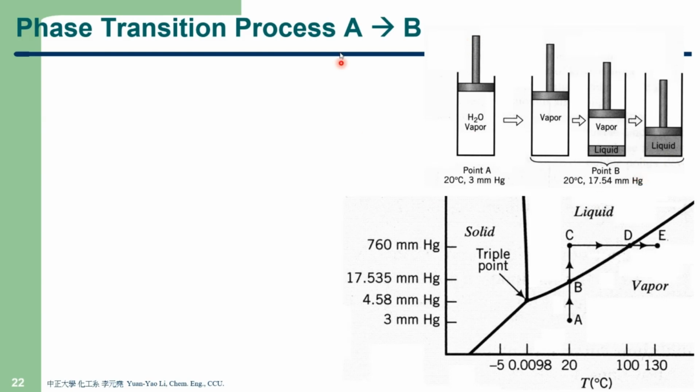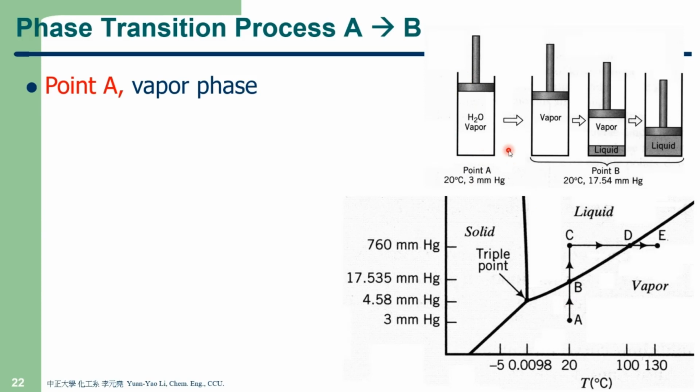The phase transition process from A to B. Here the temperature is 20 Celsius, and the pressure increases to some point like 17.535 millimeters of mercury. What's going on? Two phases. And then if you increase the temperature again, it becomes 1 atm. So this is point A, point B. At point B there are two phases. Point A is the vapor phase, the gas.